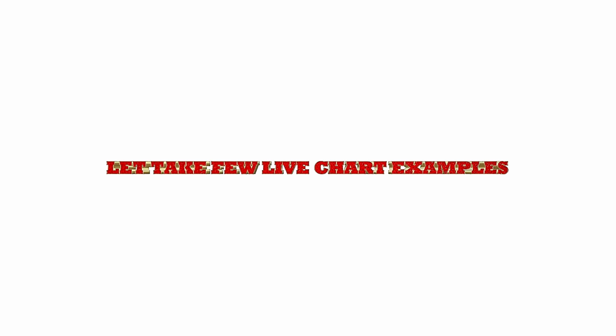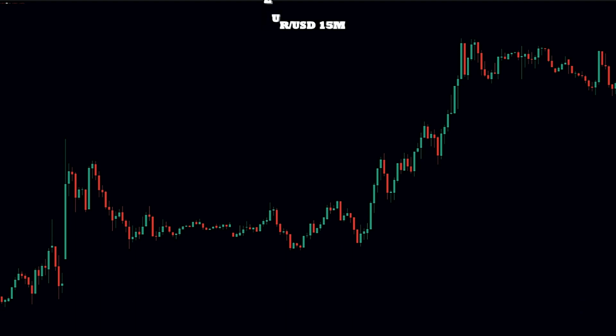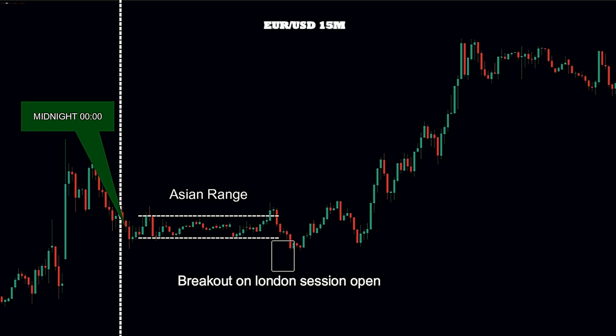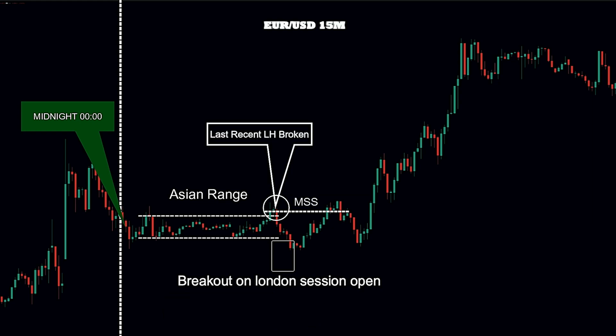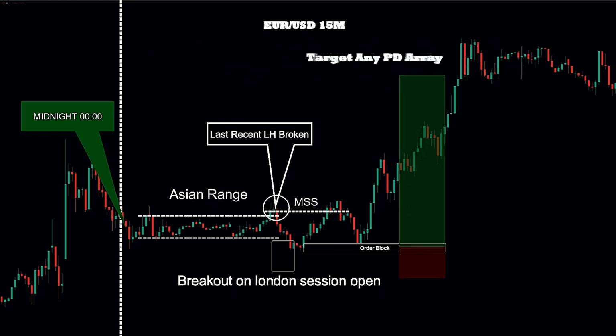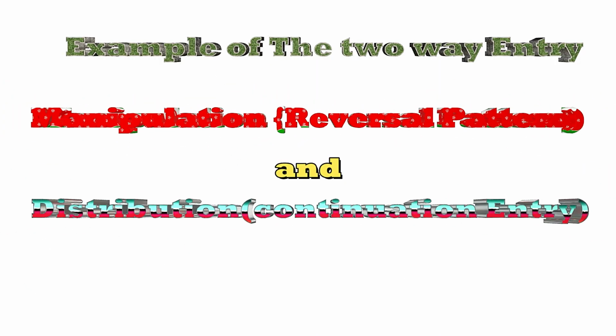Let's take a few live examples before we go further into other things we have for you. Okay, look at this EURUSD 15 minutes time frame. The first thing we need to observe is our midnight open, which normally happens at 12 o'clock a.m. Then the Asian session follows. This is a breakout on the London session. When it opens, you see that the price moves out and takes the last recent lower high, and right as it is broken, that's a market structure shift. We find a very good order block and see how price drastically moves up and targets any PDA. Example of the two-way entry: the manipulation reversal chart pattern, and the continuation.